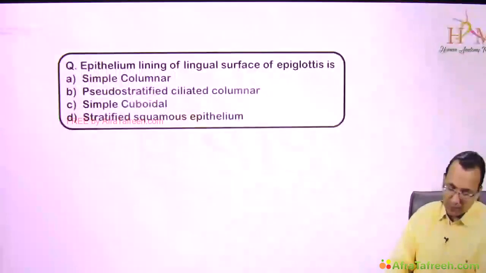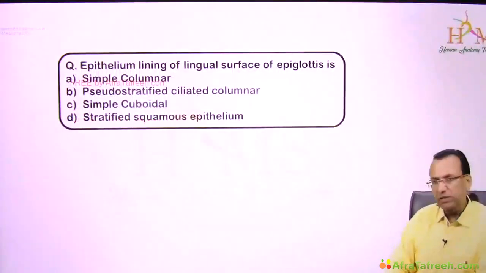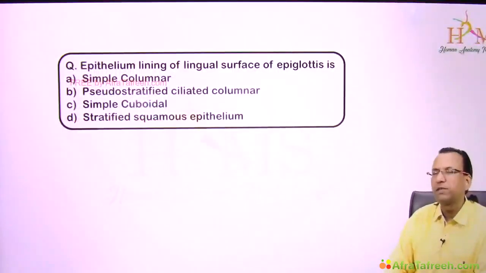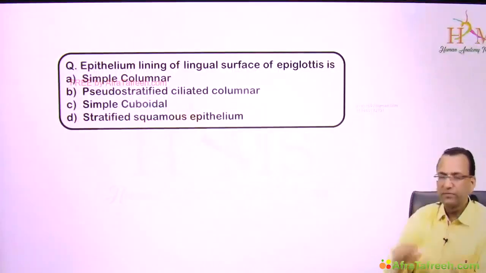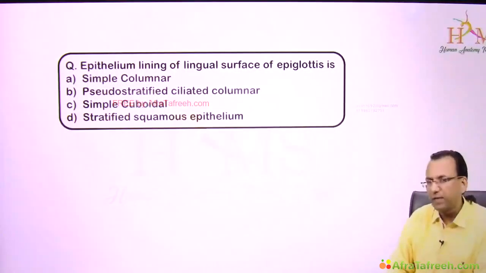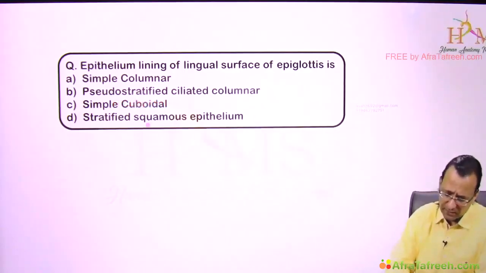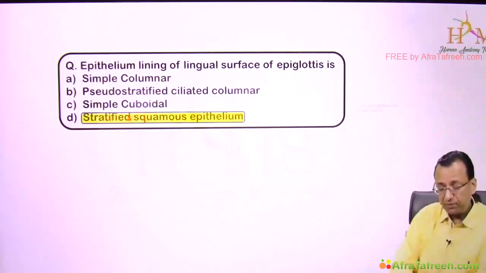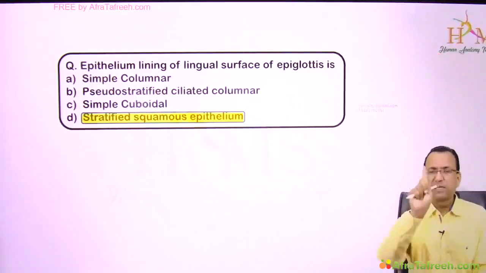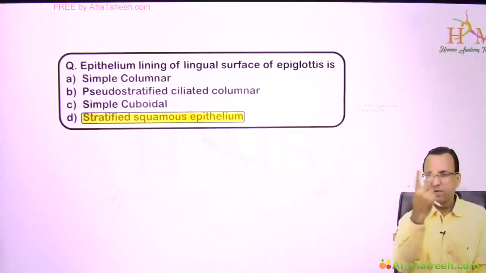And what about the answer here? Lingual surface of epiglottis. If you say lingual surface, it is the oral surface in the oral cavity. Whatever the oral cavity is lined by, that is the answer. You mean to say the oral cavity is lined by stratified squamous epithelium, that is the answer? Yes. Okay, but then the epiglottis has a double surface. It has the oral surface, it has a laryngeal surface.